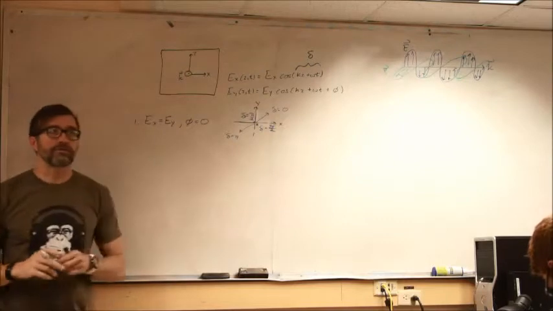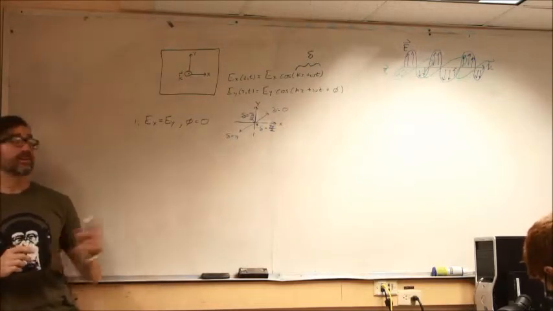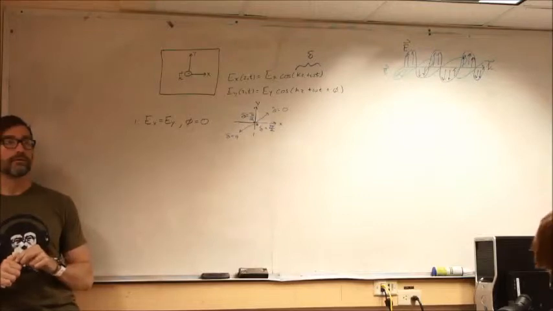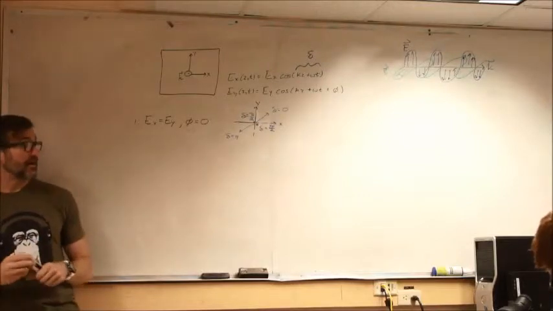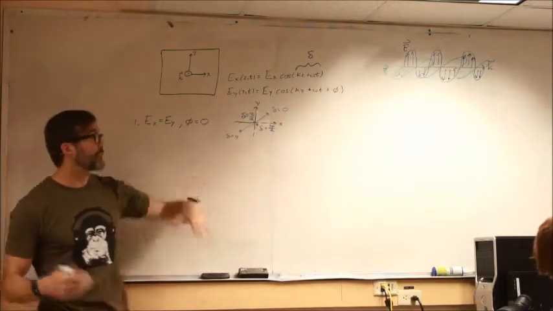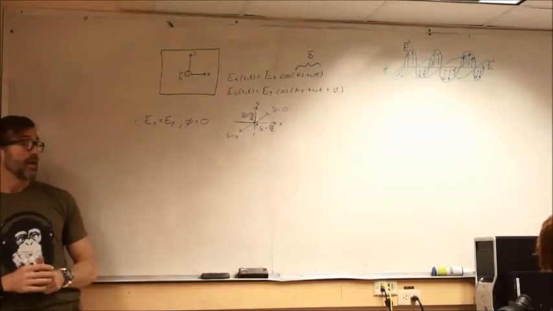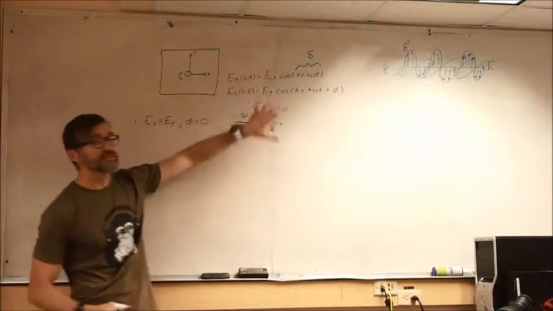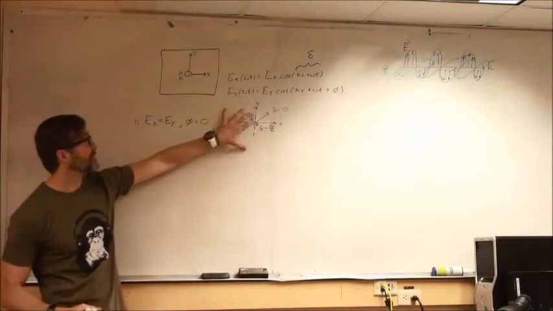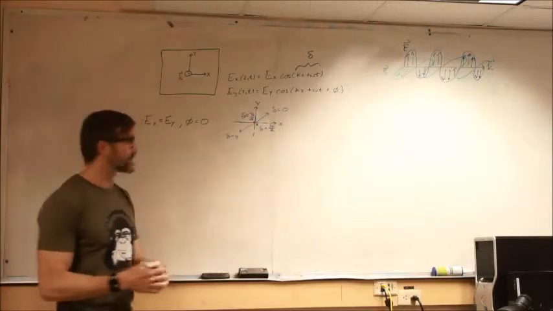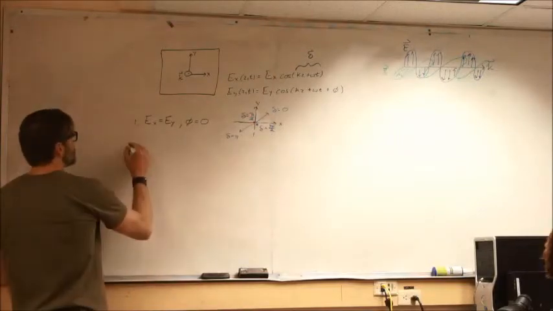And lo and behold, what state of polarization does this particular assignment describe? It's linearly polarized at pi over 4 to either the x or y axis. It doesn't matter. So these expressions are powerful enough to describe a state of linear polarization at least at 45 degrees to the axis. Well, let's see what else we can get out of it.